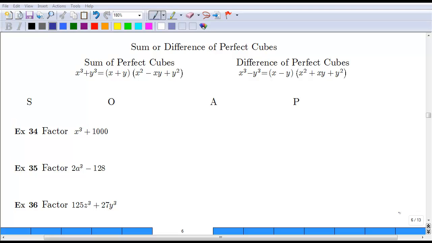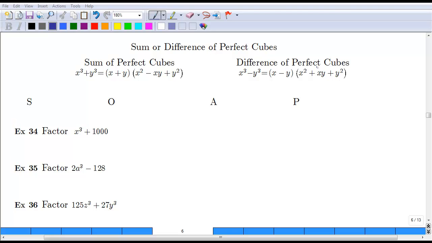And the way it works out here is the formula that you see here. If you have x cubed plus y cubed, you end up with the factors x plus y, and then the other factor x squared minus xy plus y squared. If you have a difference of perfect cubes, your first term is x minus y, and then your second term is x squared plus xy plus y squared. So if you want to, you can memorize these two formulas.